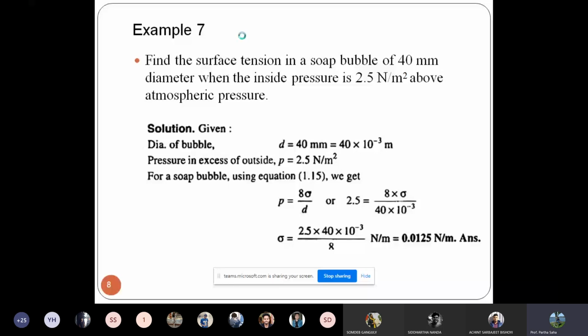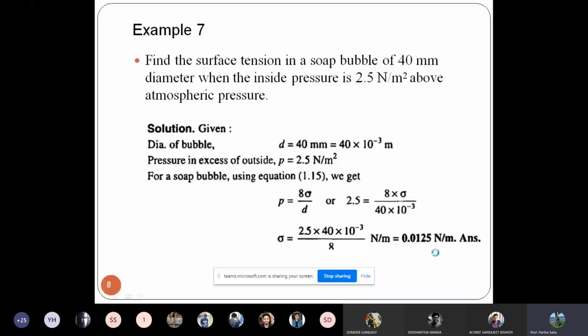Find the surface tension in a soap bubble of 40 millimeter diameter when the inside pressure is 2.5 Newton per meter square above atmospheric pressure. So all the parameters are given. The diameter is given as 40 millimeter, so if I convert into SI unit, it will be 40 into 10 to the power minus 3 meter. Pressure is given as 2.5 Newton per meter square. Now, what is the expression for a soap bubble? I just mentioned P equal to 4 sigma by R. So 4 sigma by R is nothing but 8 sigma by D. We just plug in these values. So what is the surface tension? It will be 0.0125 Newton per meter. That's how you calculate the surface tension.